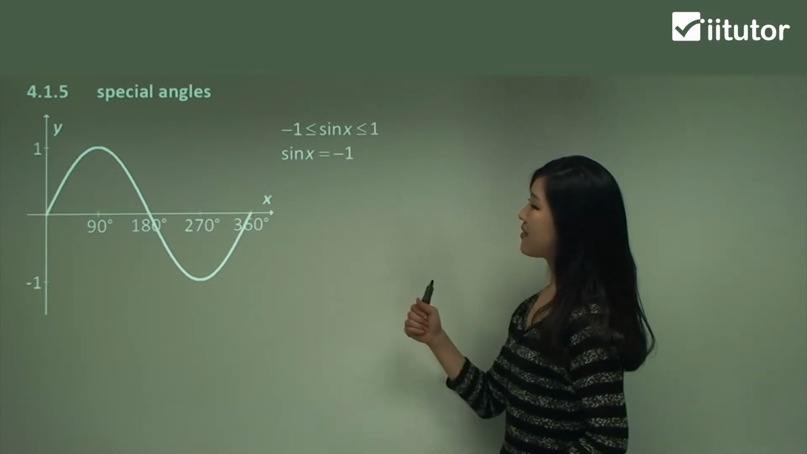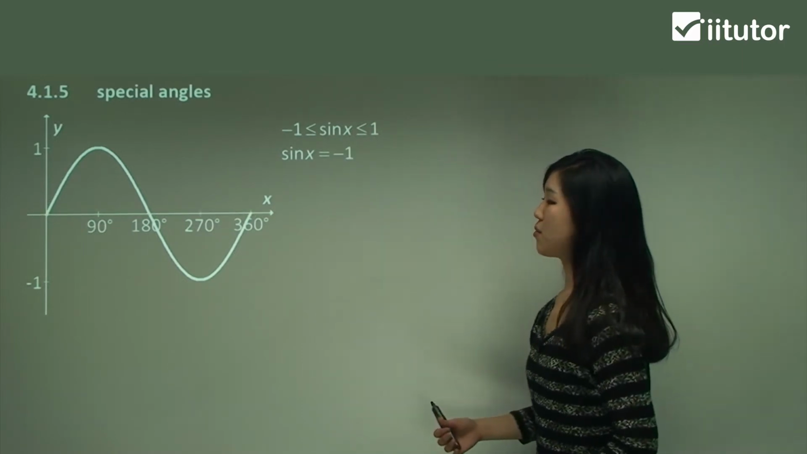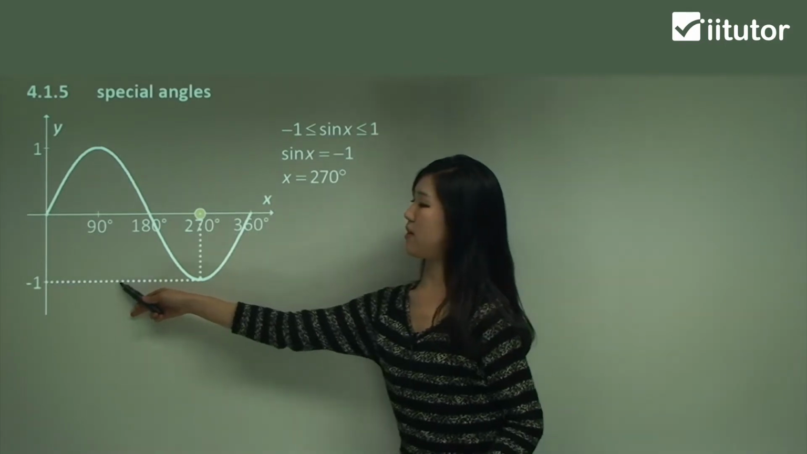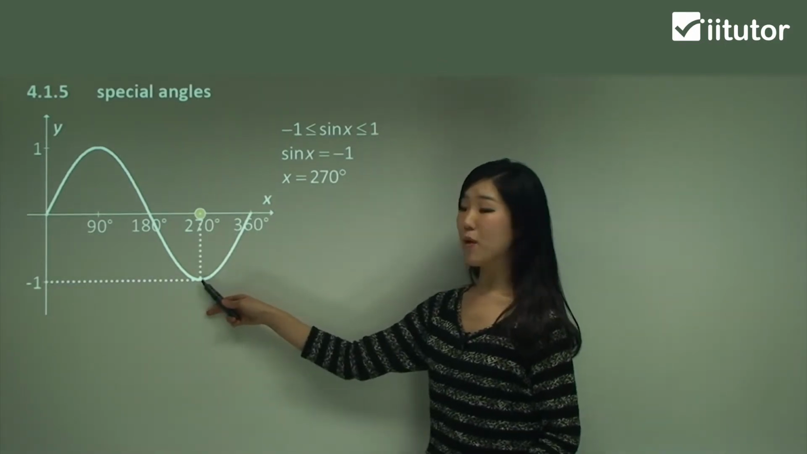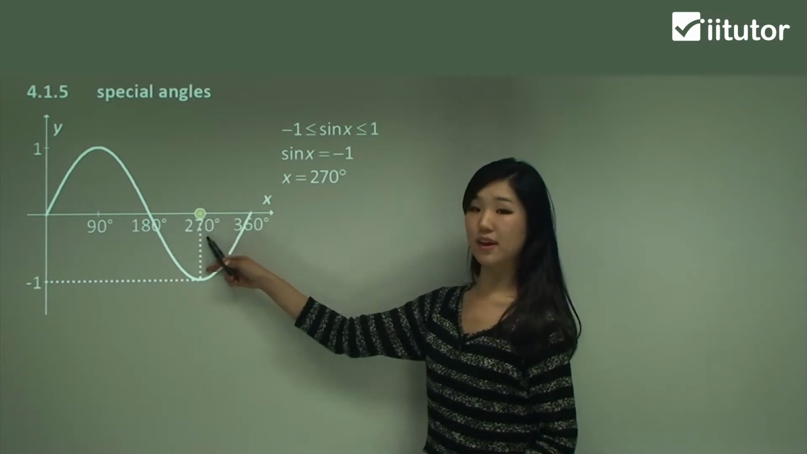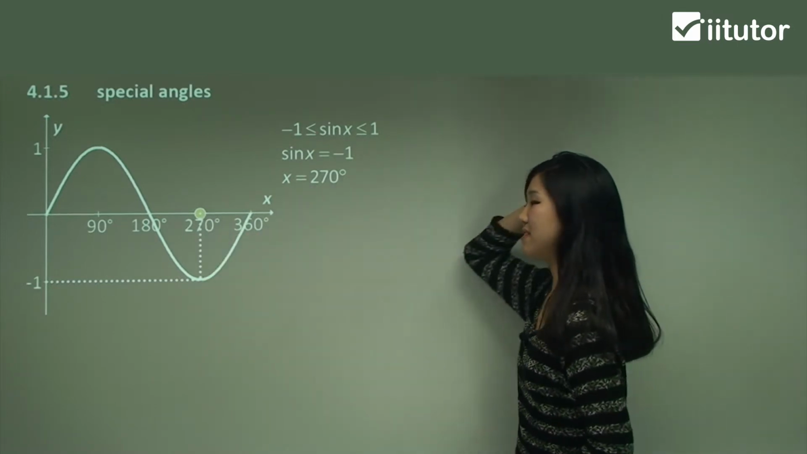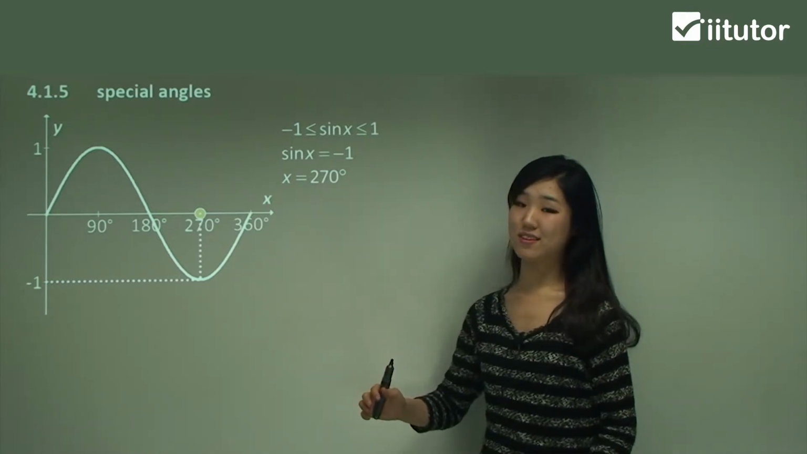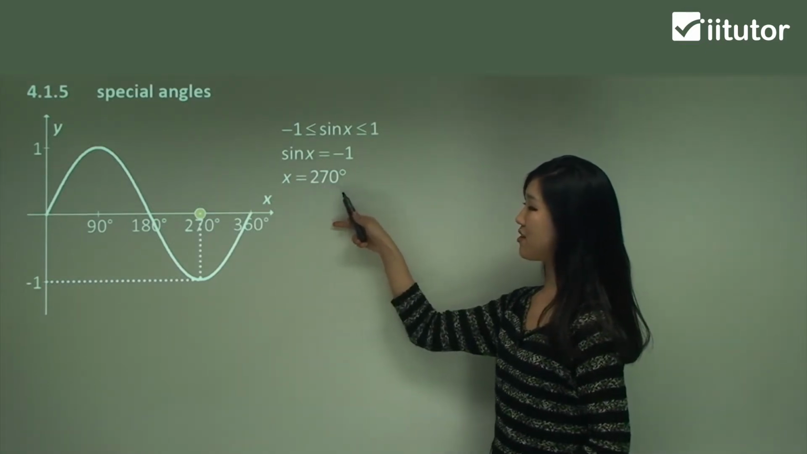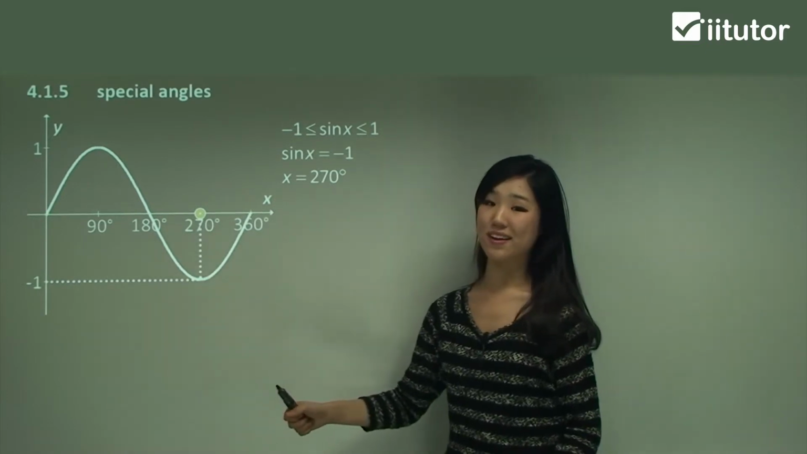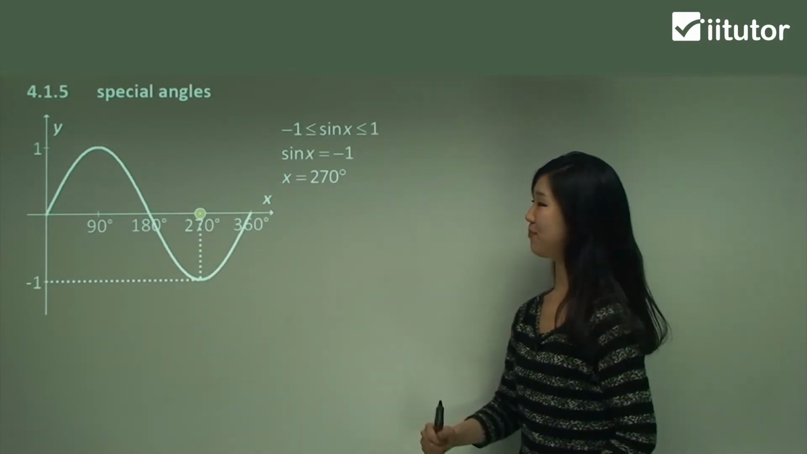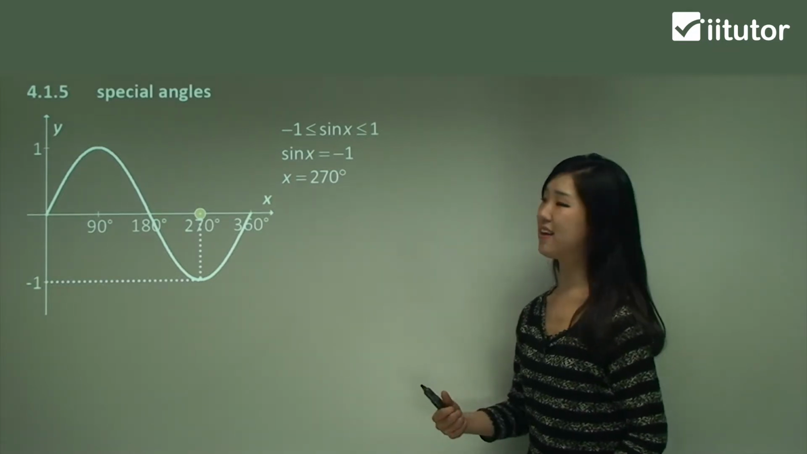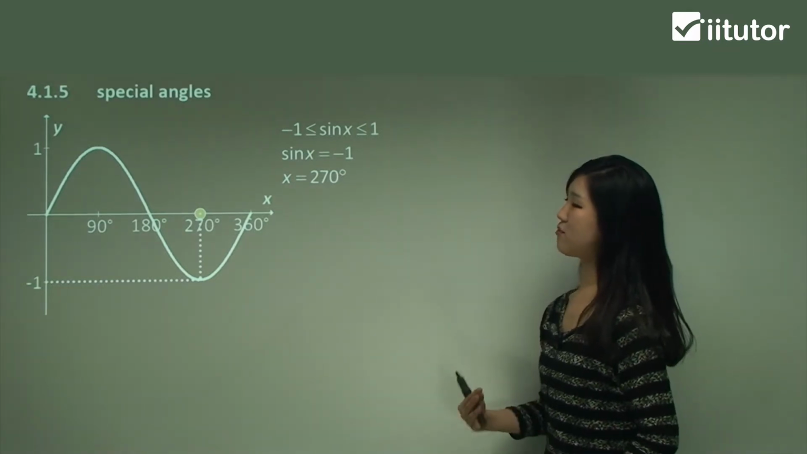Now, when sine x equals -1, well, it's going to be over here, isn't it? Sine x is -1 over here, so the angle that makes -1 is going to be this angle here, which is 270. And that's it. So x is 270 degrees. Sine 270 degrees simply makes -1. So that's the solution. And that's what we're going to be discussing in this section. So that's sine x equals -1.